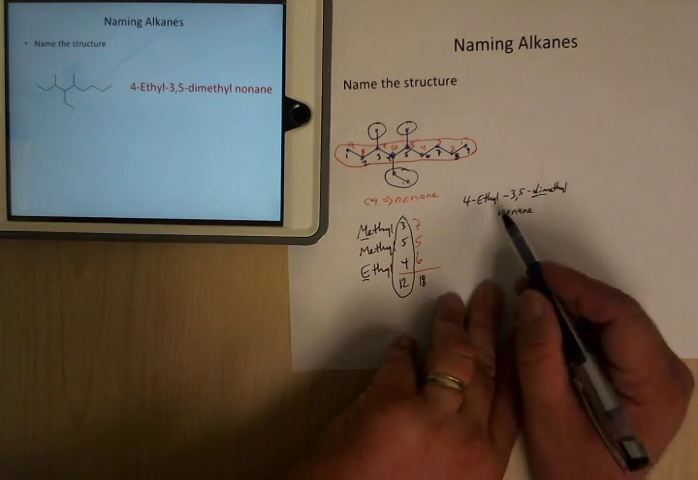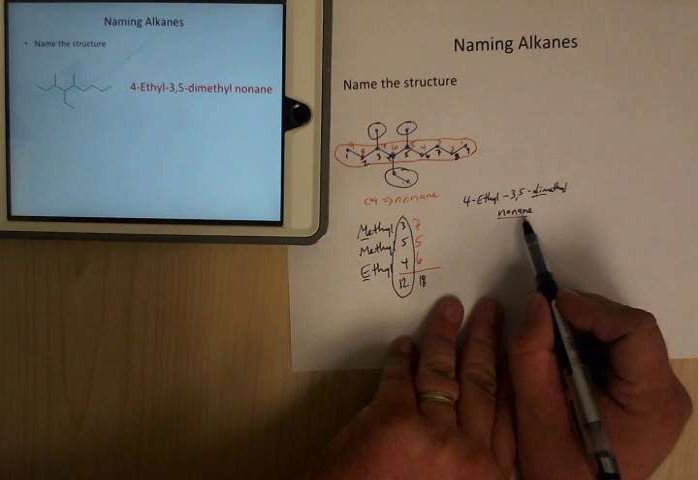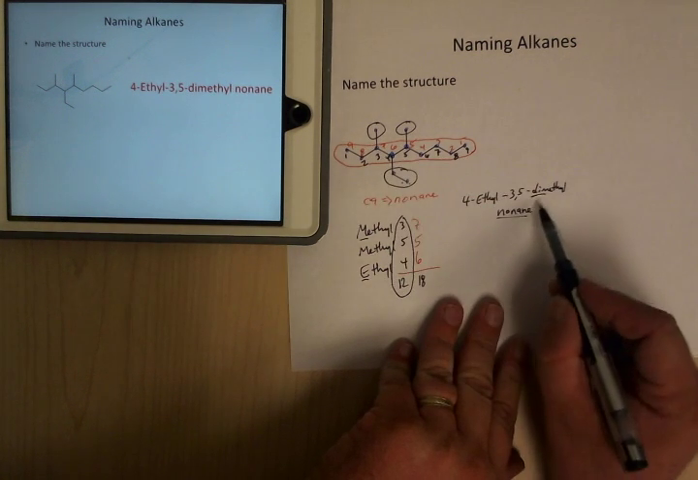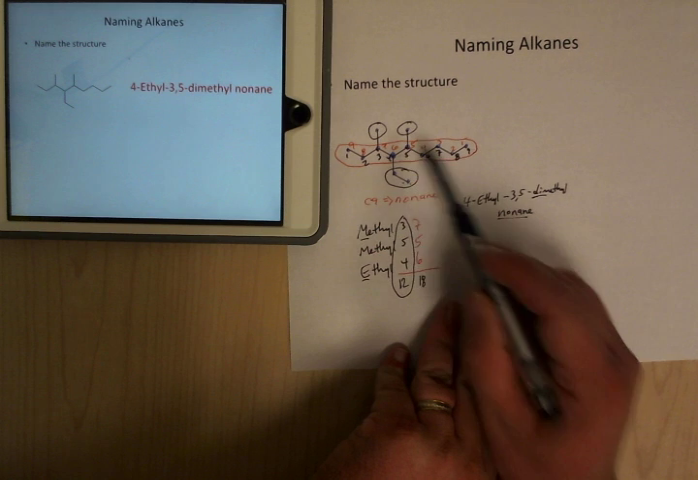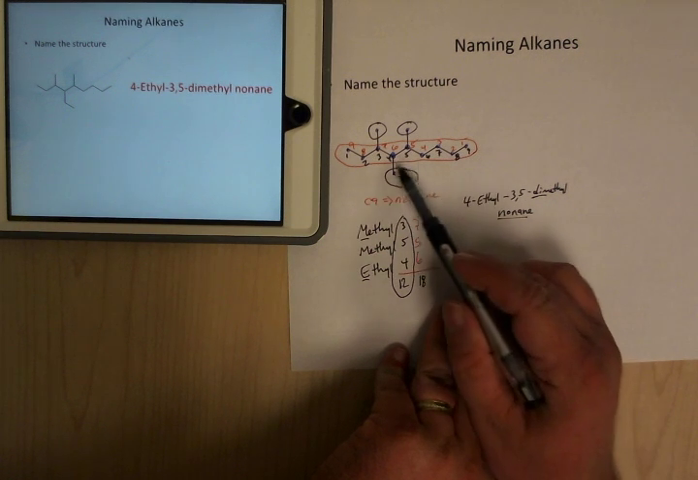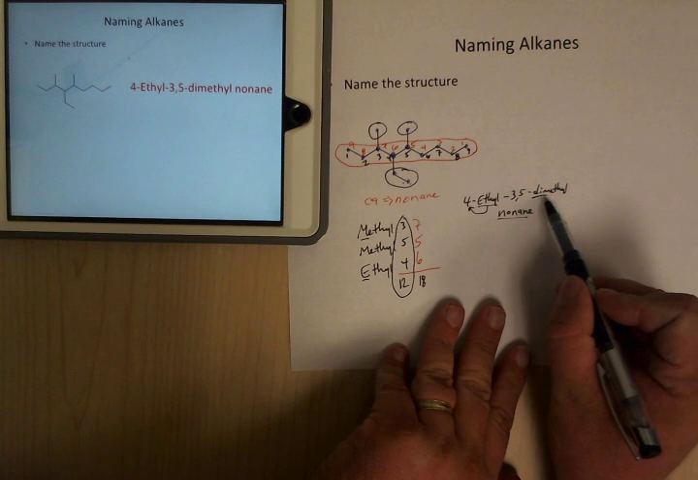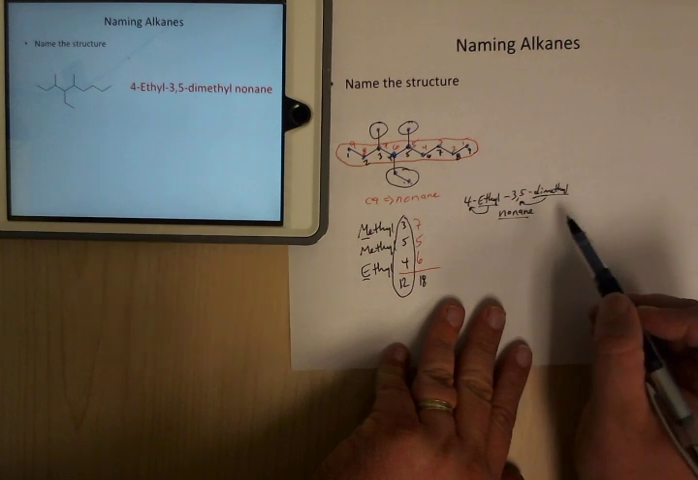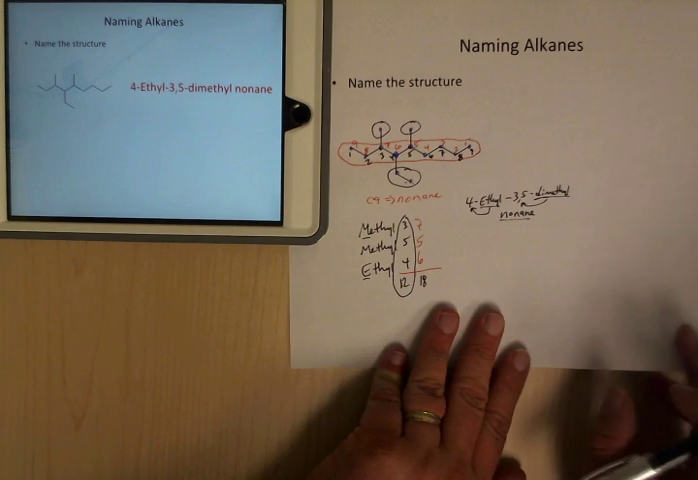Okay. You can also work backwards. So if you want to say, oh, I've got a carbon chain that's 9 long, I have 2 methyl groups, one at 3, one at 5, and I have an ethyl group hanging off of carbon 4. These guys here hang off of 3 and 5. So there you go. You can always go back and recheck.